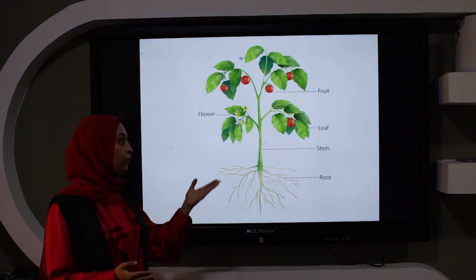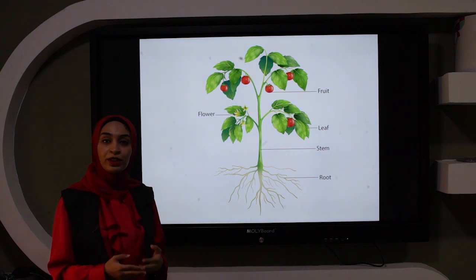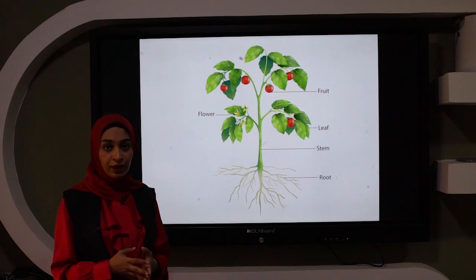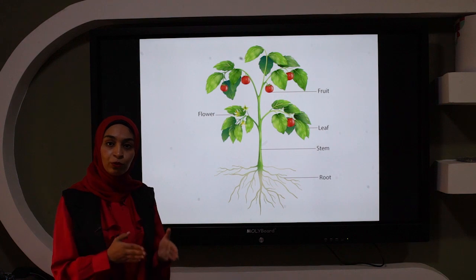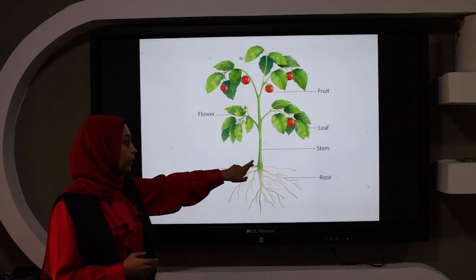Any plant, as we see on the board, consists of roots, stem, and leaves. Some plants have flowers and fruits, and some plants don't have these parts. But the three main parts are roots, stem, and leaves.